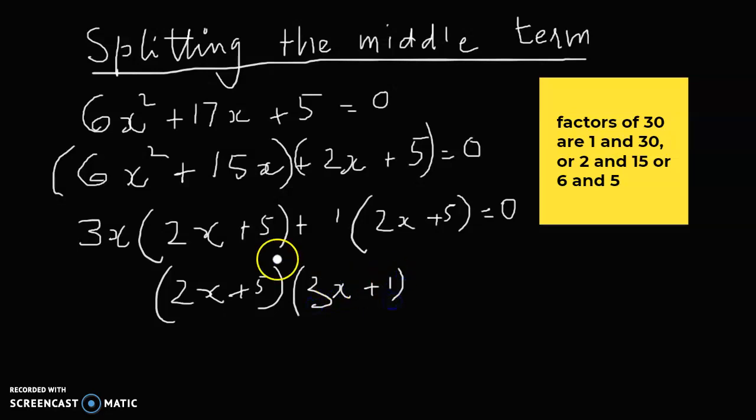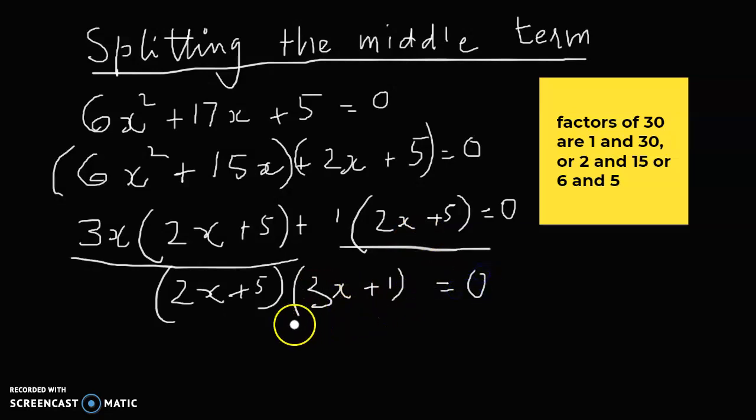It is necessary that you have 2x plus 5 common in both these expressions. So 2x plus 5 into 3x plus 1 is equal to 0. So 2x plus 5 and 3x plus 1 are the factors of the polynomial 6x squared plus 17x plus 5.